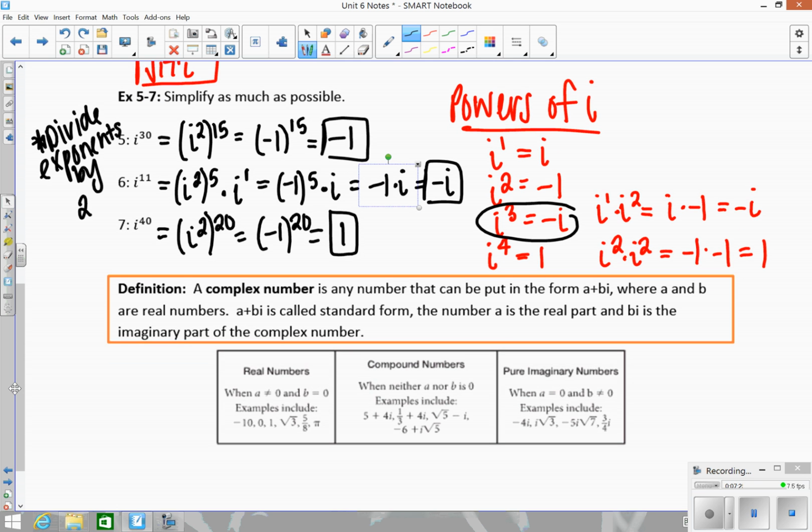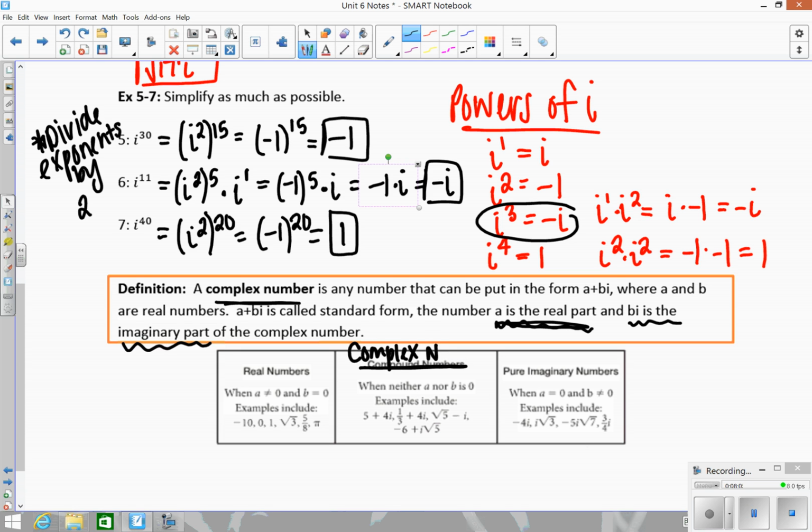The next thing is looking at a complex number. So a complex number is when we have any number that can be put in the form a plus bi, where a and b are real numbers. A plus bi is also called standard form. The number a is the real part, and bi is the imaginary part. So basically, you can rewrite something in a plus bi form, where the bi part, because it has the i in it, is the imaginary part, and the a is just going to be some real number. So down at the bottom here, I'm going to just cross this off and write complex numbers.